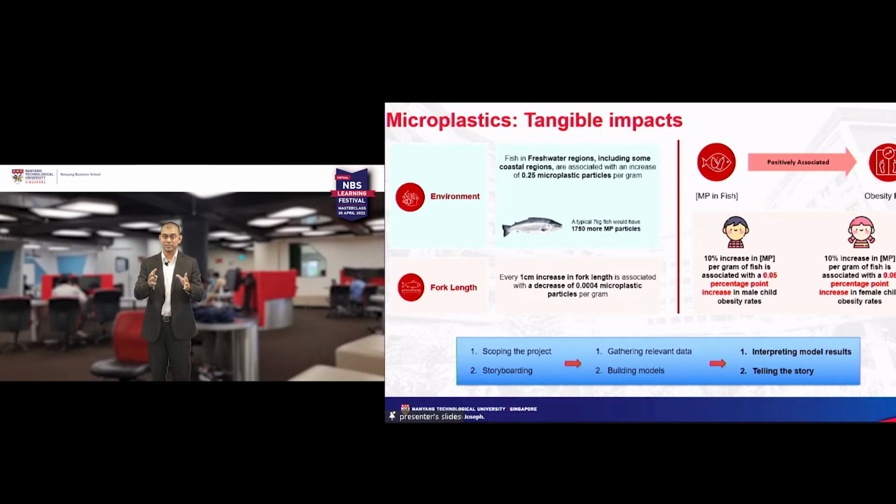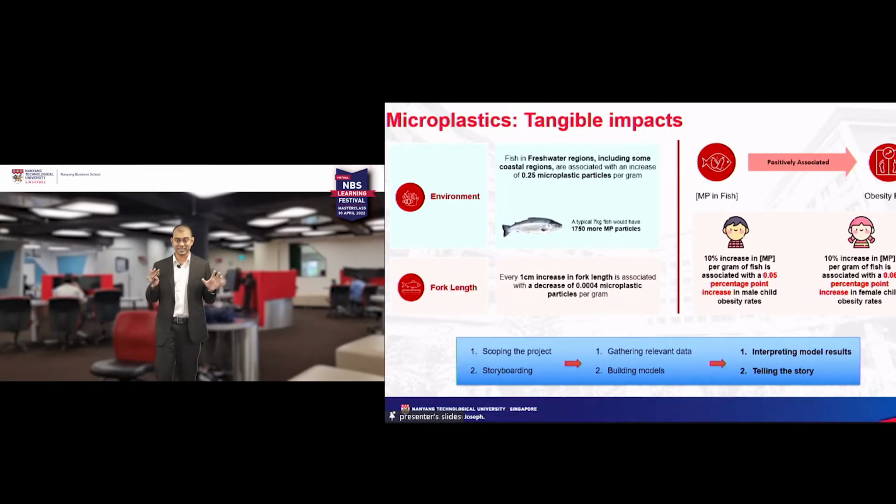So where do all these countries import their fish from? Previously we looked at some of the microplastic concentrations in the region. We used those values and came up with another model. The results showed that for a 10% increase in microplastic concentration, we observed a 0.05 percentage point increase in male child obesity rates. And for the same increase in microplastic concentration, we observed a 0.06 percentage point increase in female child obesity rates.